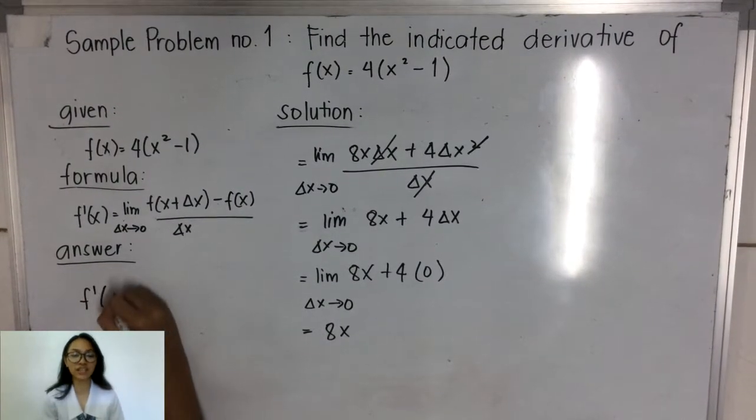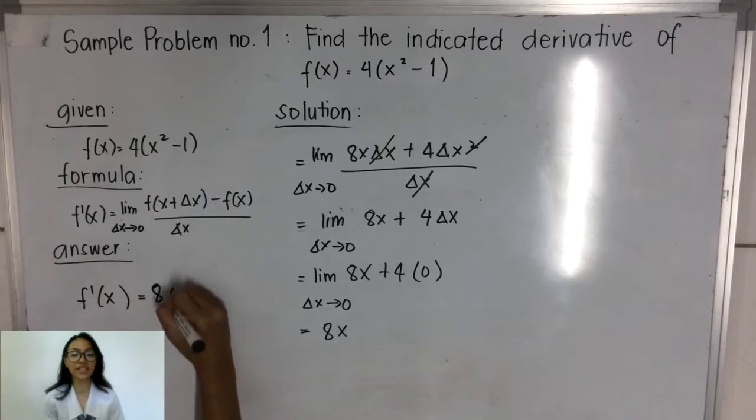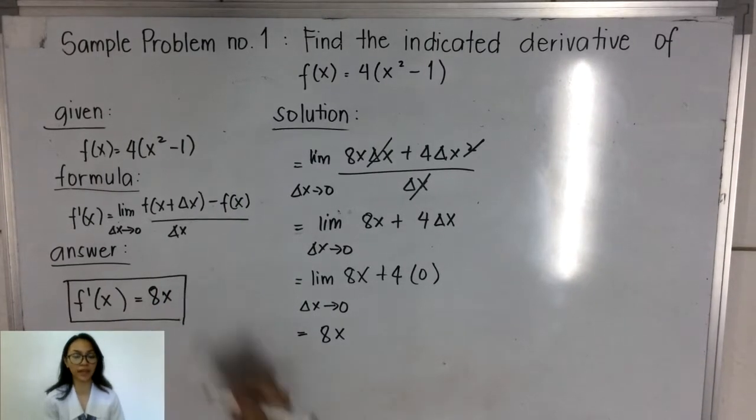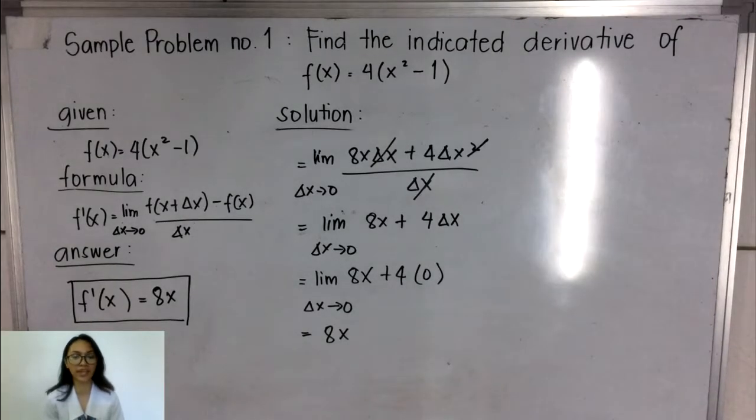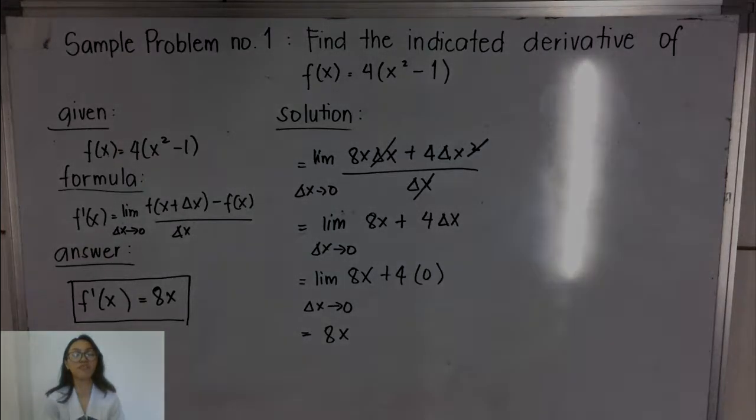Meaning, the indicated derivative of the sample problem, f of x equals 4 times x squared minus 1, in totality results to f prime of x equals 8x. As you can see, solving for the indicated derivative seems to be long, but it is truly easy. Using the formula, f prime of x is equal to the limit of f of x plus delta x minus f of x over delta x as delta x approaches 0, we can simply find the derivative of any given equations. Like the answer 8x, we could still obtain more derivatives from this.